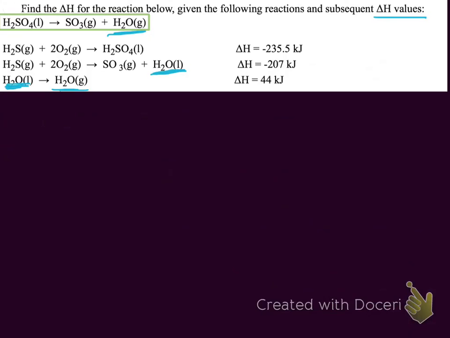All right, so let's take a look at our first reaction. And if we notice here, we've got this in the product, liquid sulfuric acid. But up here we've got it in the reactants. So we know this is one that we're going to have to rewrite because we're going to flip it over. And when we flip this over, we have to change the sign to positive. Don't forget to do that when you flip the reaction over.